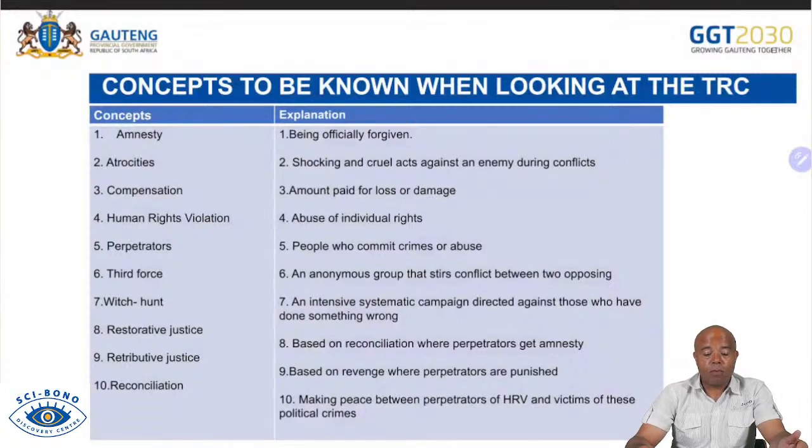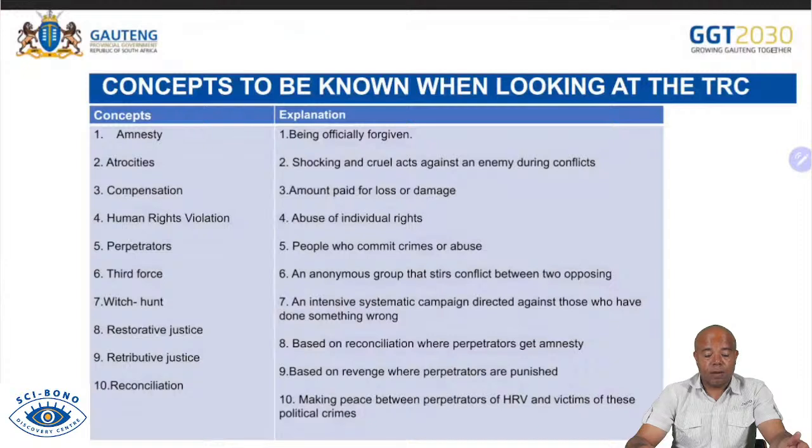compensation, amount paid for loss or damage, human rights violation, abuse of individual rights, perpetrators, people who commit crimes or abuse, third force, an anonymous group that stirs conflict between two opposition parties, witch hunt, an intense systematic campaign directed against those who have done something wrong.